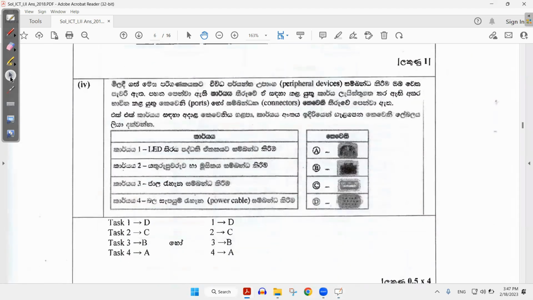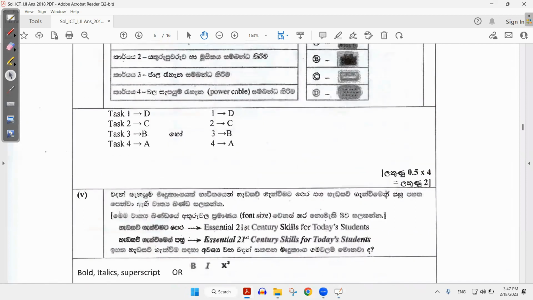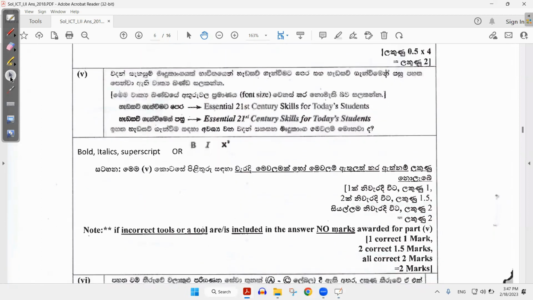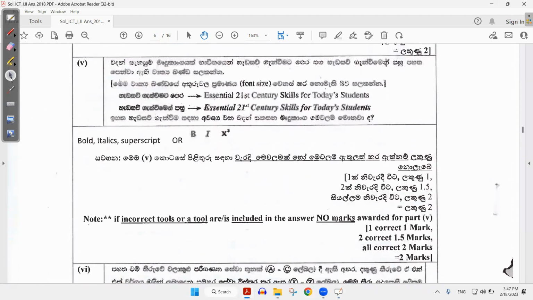So yeah, this is the way they have matched the ports, right? 1D, 2C, and 3B and 4A. And yes, these are the answers for the fifth one. Either you have to write the particular words, or you can draw the symbols.